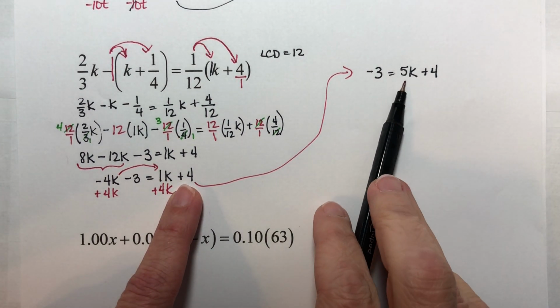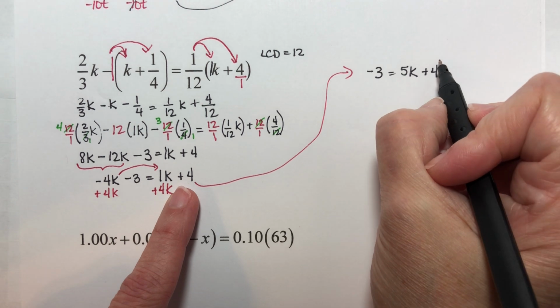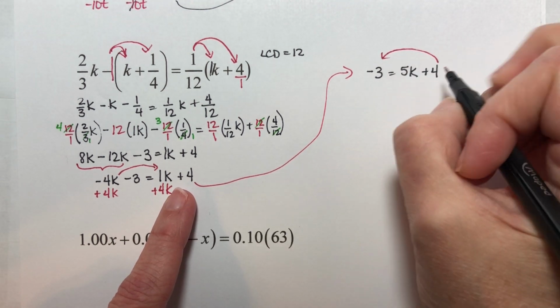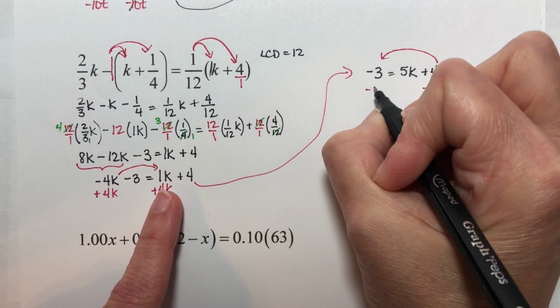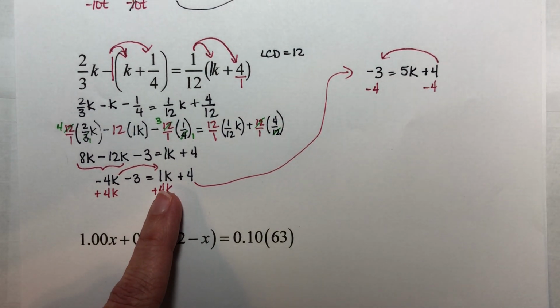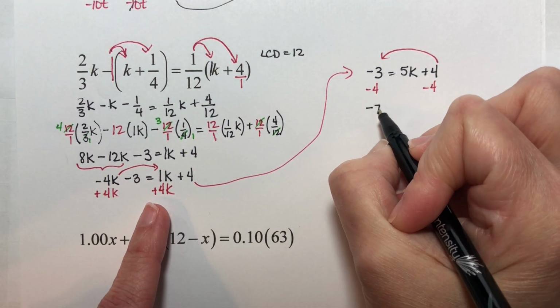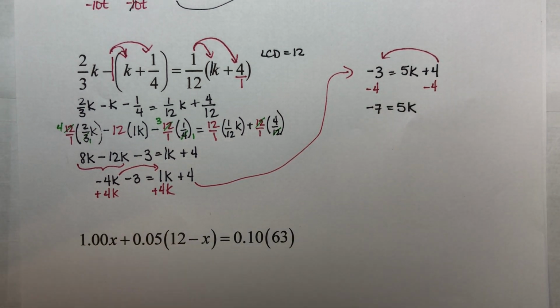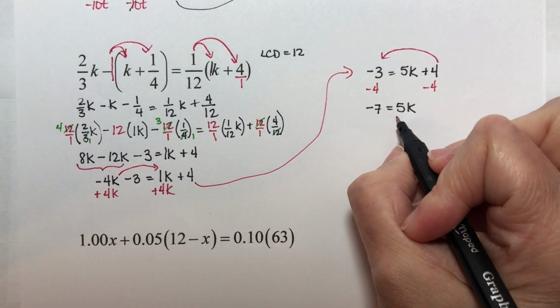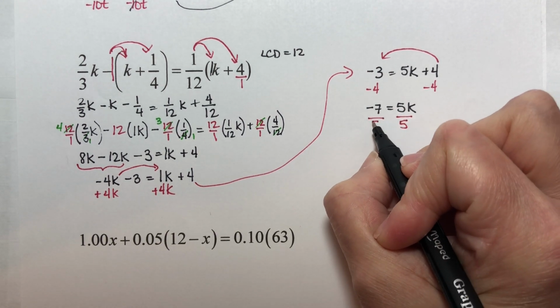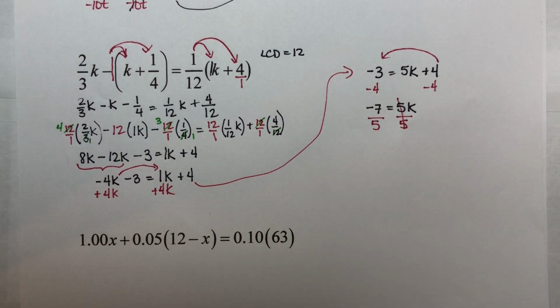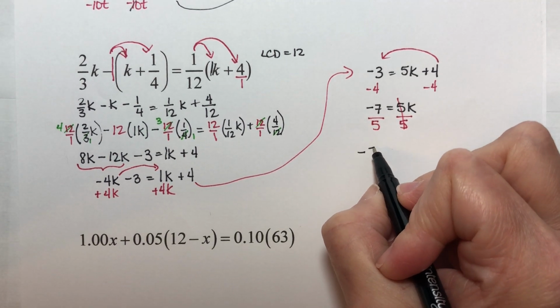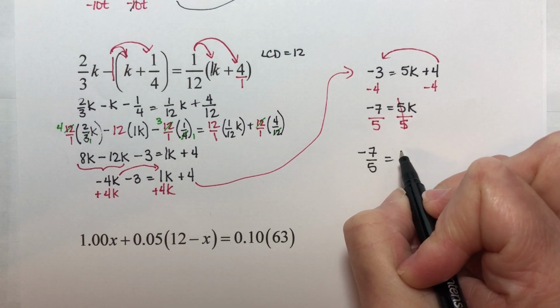Now I want this variable term by itself. So I'm going to move this over to here. I need to subtract the 4 from both sides. That gives me a negative 7 equal to 5k. And now I need to undo this multiplication. It's my last step. Divide both sides by a 5 to get a positive 1k. And my answer is negative 7/5 equals k.